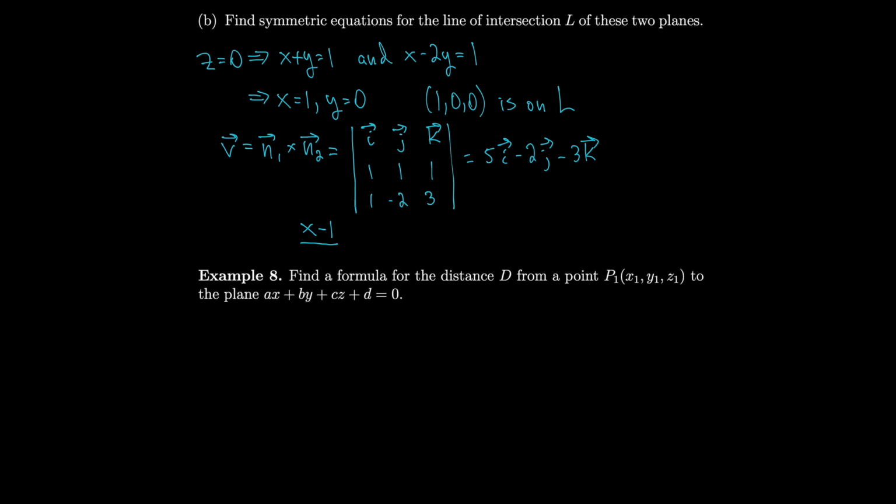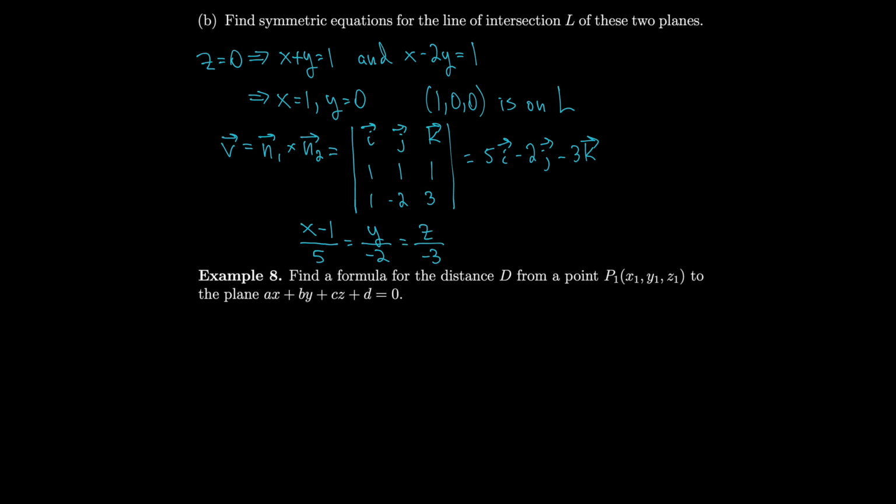And we'll divide by a, so that's 5. Then y minus 0 is just y over minus 2, and z minus 0 is just z over minus 3. So those are symmetric equations for the line of intersection.